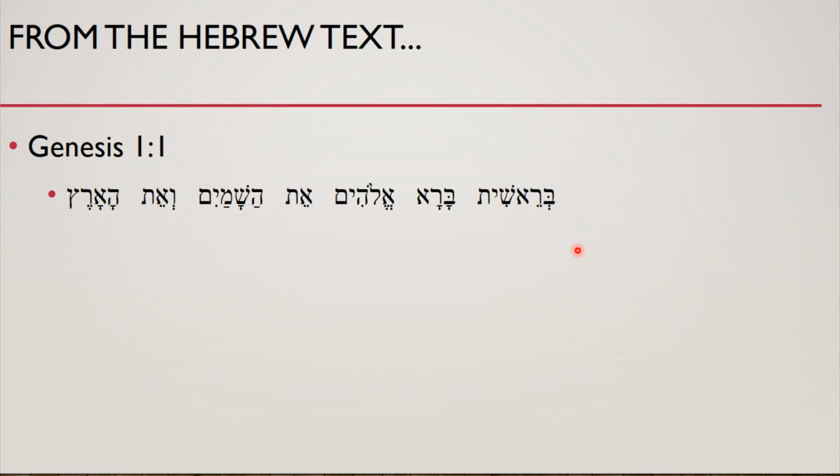So I want to call our attention to something here. I know we don't understand a lot of this. I'll just go over each word. So this is the word for beginning, and it has a preposition at the beginning. This is the verb for create. This word Elohim is the word for God.